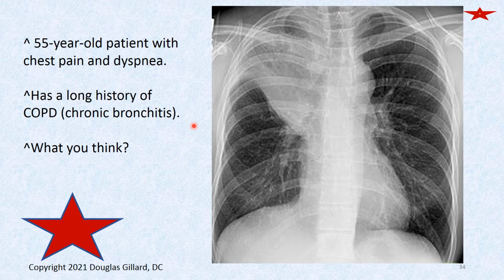Here's a 55-year-old patient with chest pain and dyspnea who comes in. You take a chest x-ray. What do you think of this? Well, let's see. I always check the costophrenic angles first. They look good. Check the hemidiaphragm. Something's wrong. That's up too high, right? The right hemidiaphragm. So there's a sucking force. Something's sucking up that hemidiaphragm.